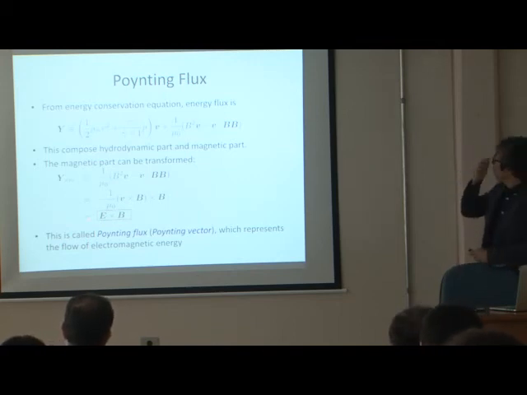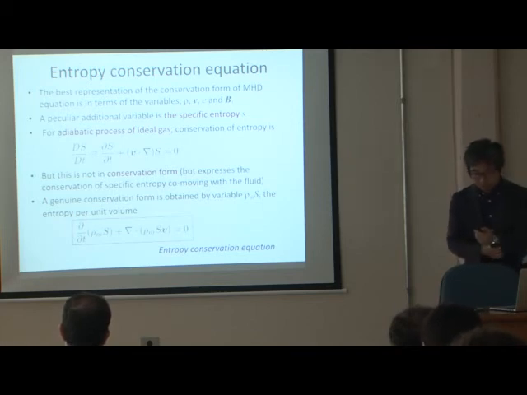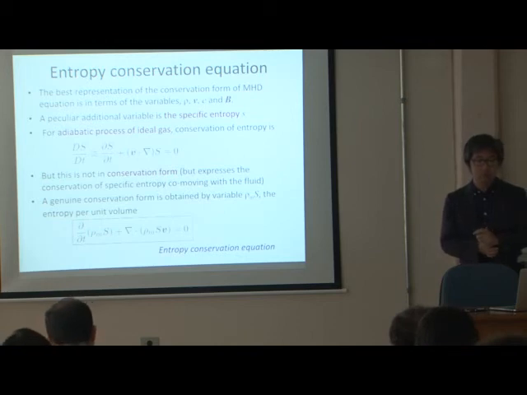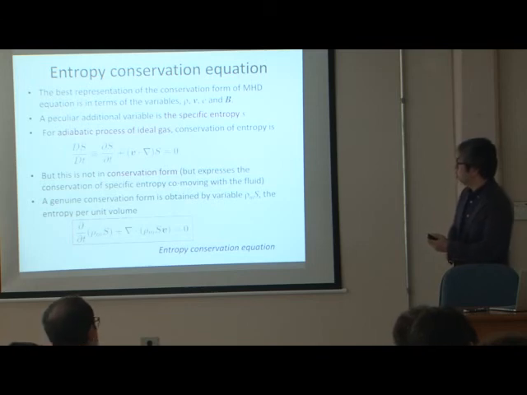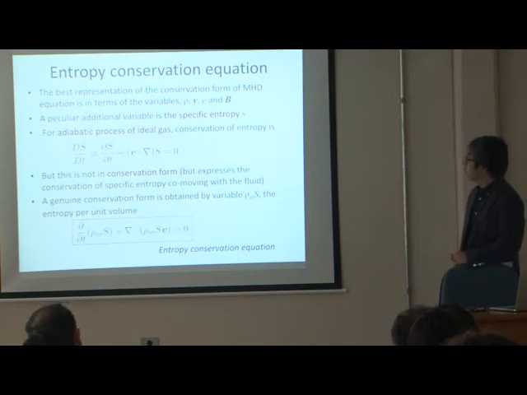Maybe you can see there the entropy conservation equation. Now I'm showing this MHD equation, and we don't include the entropy conservation equation here. But this is the entropy conservation equation, and we can additionally add it to this equation. This is the best representative conservative form of the MHD equations, in terms of the variables density, velocity, internal energy, and magnetic field. The peculiar additional variable is the specific entropy S. For an adiabatic process of an ideal gas, this is conservation of entropy.